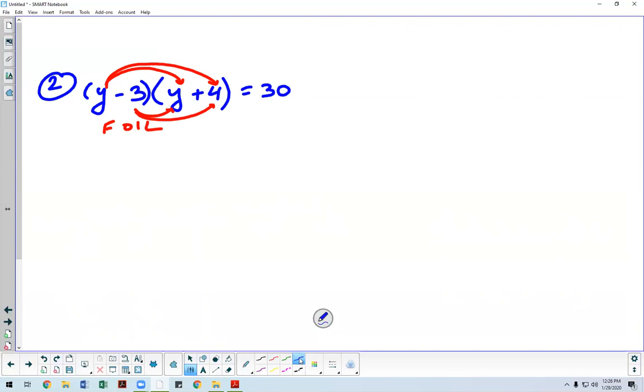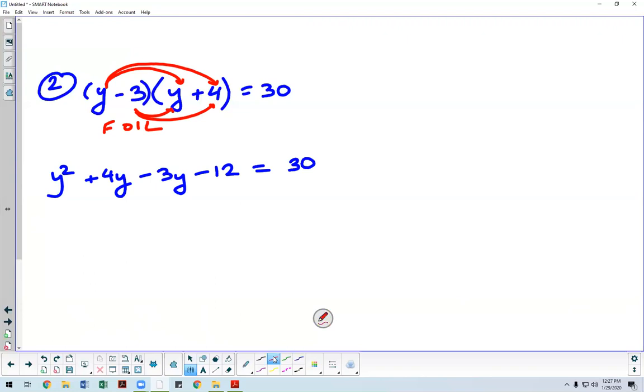So that's y times y, y squared, very good. y times positive 4, 4y. Negative 3 times y, negative 3y. And the last ones would be negative 3 times positive 4, negative 12, so be careful about that. And of course, we still have that 30 on the right-hand side.